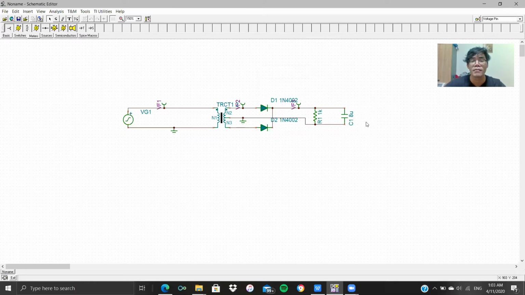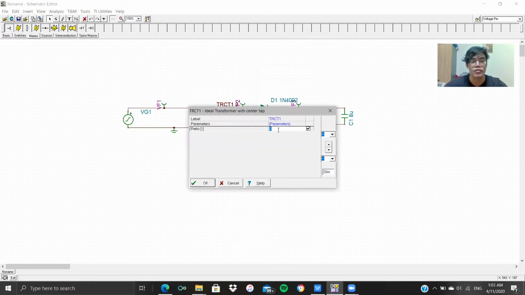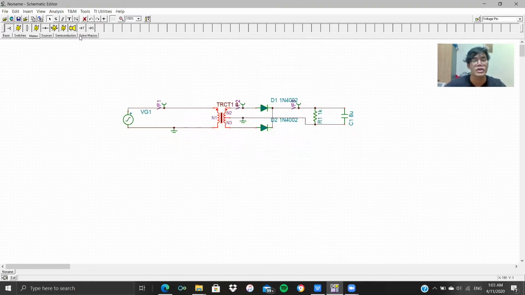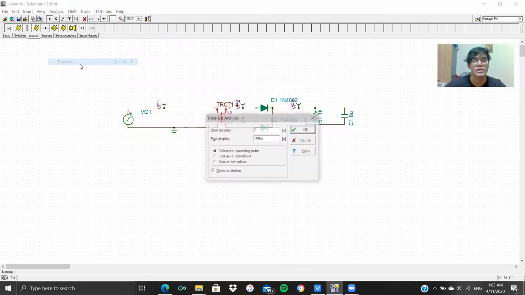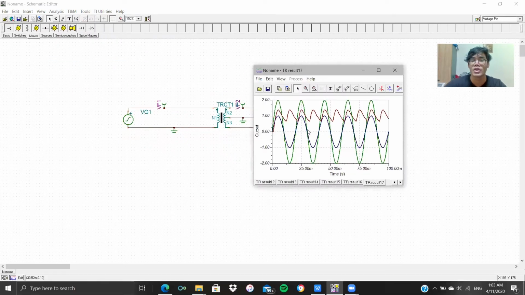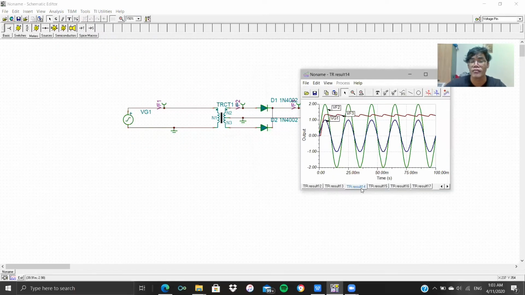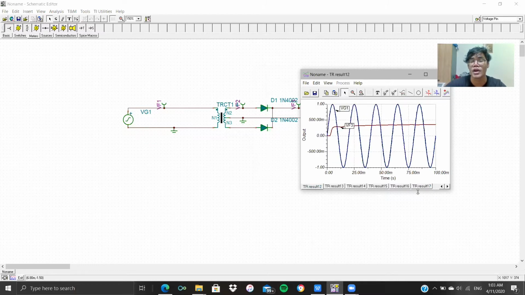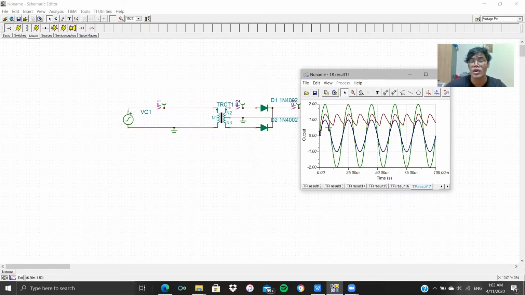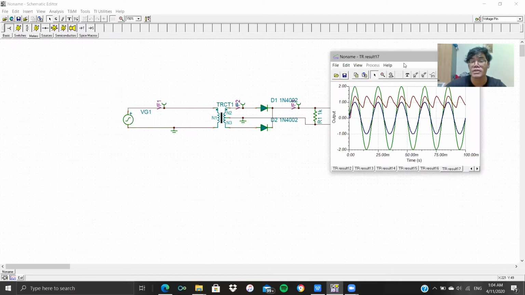Okay, by using this, I'm going to change this to 4. And then analysis, transition analysis. This is my result for the transition analysis 4. This is for the ratio of 8 mil farad for the capacitor.